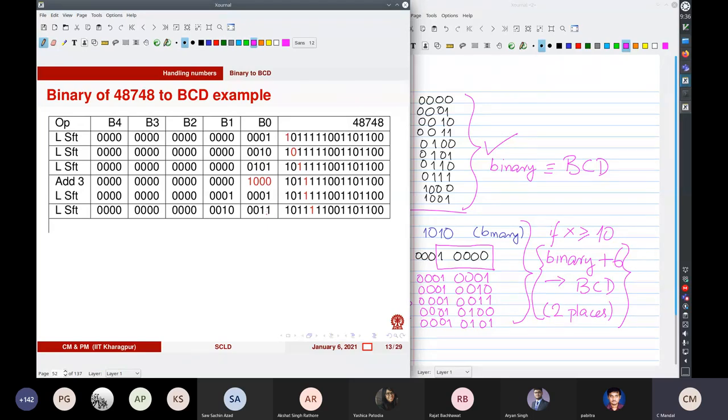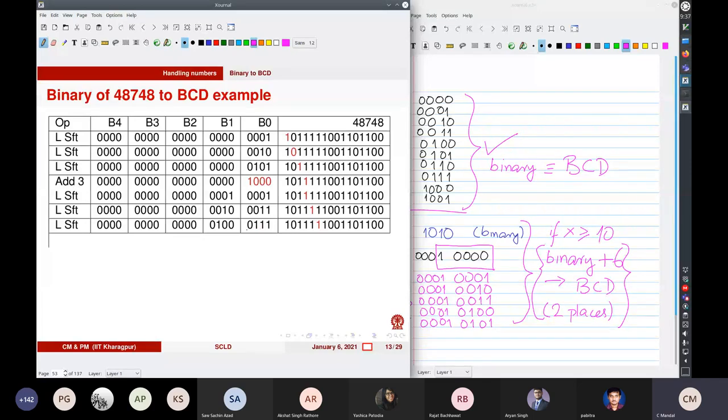It is not greater than or equal to 5. This is 7. Again you find that 7 is greater than or equal to 5. So you know what you have to do. You got to add 3. So you add 3 to 7, and after that you are going to shift. So first we add 3 and then we shift.